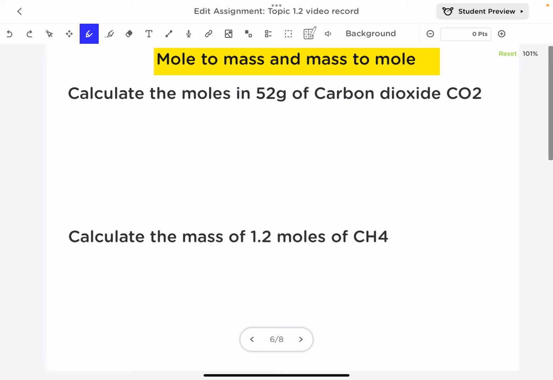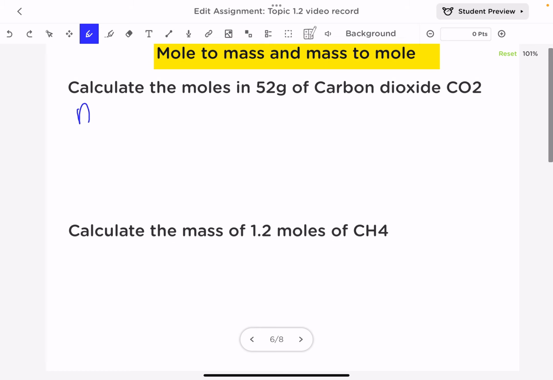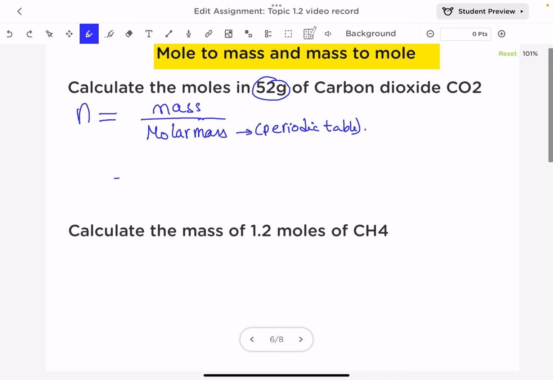The formula that we use in order to convert from mass to mole and mole to mass is given as mole equals mass over molar mass. Now you need to know that the molar mass, we always find it in the periodic table. And the mass is either given, we find mole, or the mole is given and we find mass. So here, 52 grams, this is a mass given. So the 52 goes in here and we need to calculate the moles.